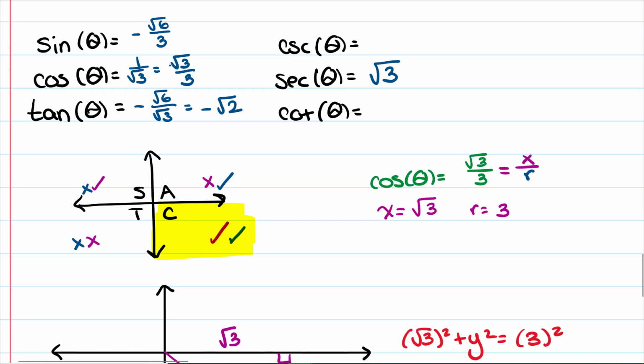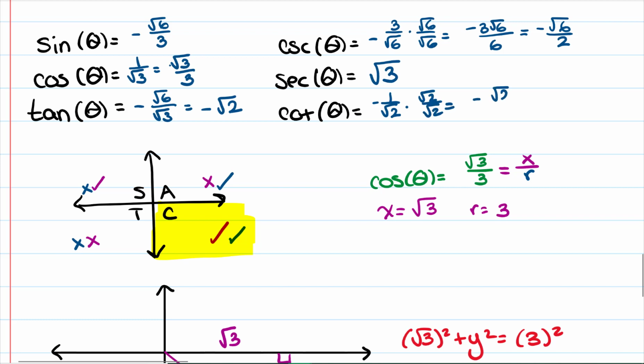And now I have to take the reciprocals to find cosecant and cotangent. So I get negative 3 divided by radical 6, and then I rationalize it. So I get negative 3 radical 6 divided by 6, which is negative radical 6 over 2. Cotangent is going to be negative 1 divided by radical 2. So you go ahead and rationalize it, and you get negative root 2 over 2.